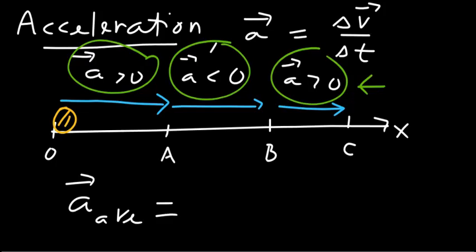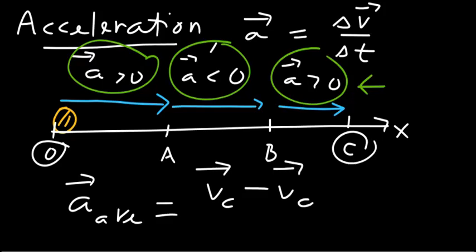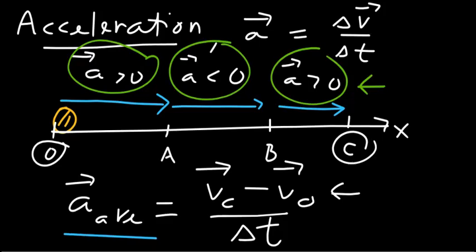And the definition for this average acceleration, say that we are interested in acceleration between O and C, is simply the velocity of this object at point C minus the velocity of the object at point O, divided by the time it takes to achieve such a change in velocity. So this single number can be used to represent the acceleration of the object from point O to C on average, despite the complication of the motion.